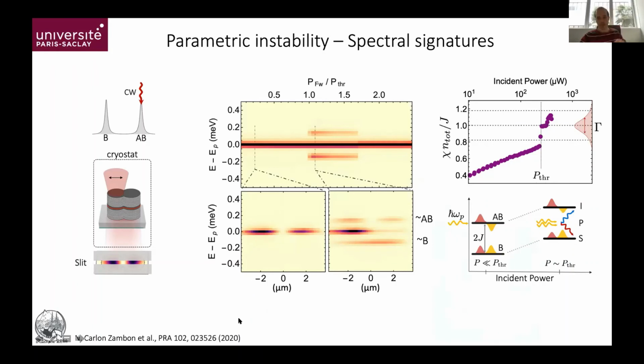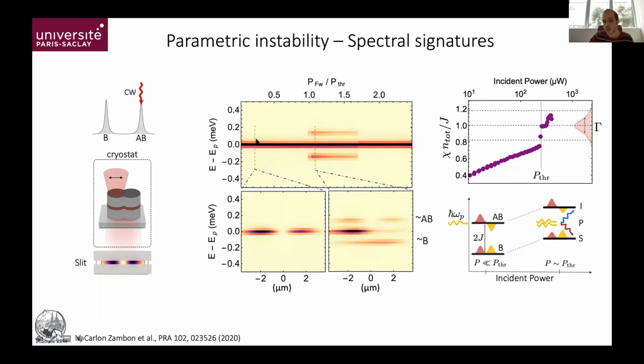Now, in order to further understand the deeper physical meaning of what is happening, what we did was to resolve the spatial profile of the emission. We look at the spatial profile, together with the total interaction energy in the system, also as a function of pump power.